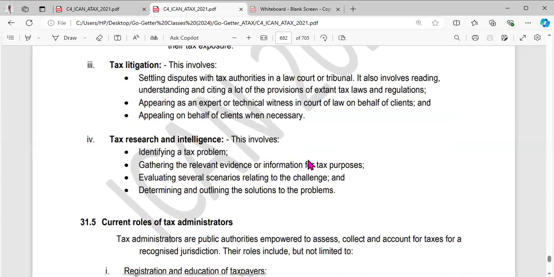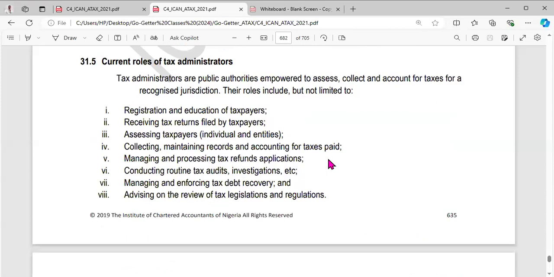What about the tax administrators? What are their roles? One, they should register taxpayers. So when you want to register, you go to the tax office and you get registered. They should educate taxpayers. Normally they say ignorance is not an excuse, but ignorance is reduced when there is education. So you see the tax authorities will be giving education, but the problem is, do we listen? We also have them receive tax returns filed by taxpayers. We also have assessing of taxpayers, individual and entities. Then they collect and maintain record for accounting for taxes paid.